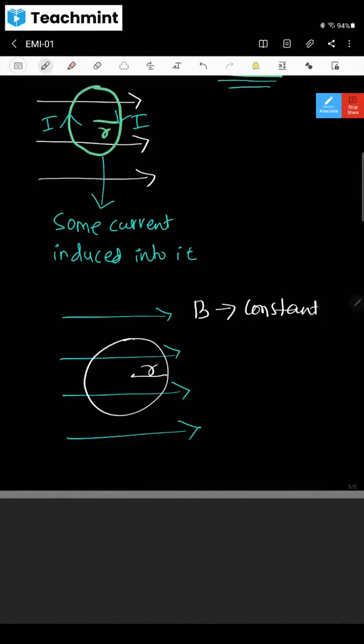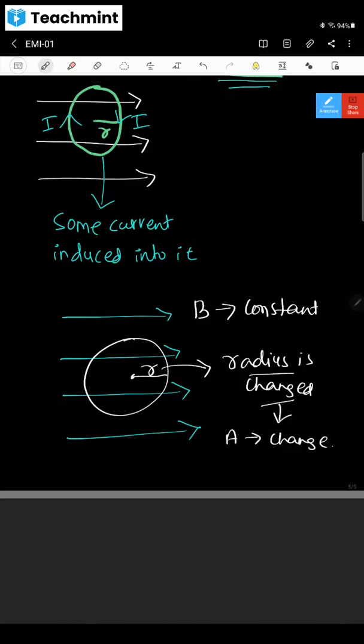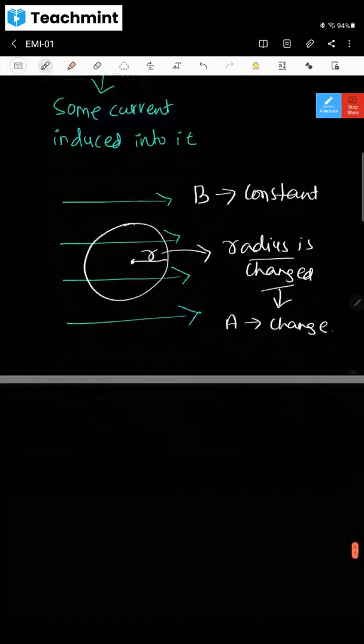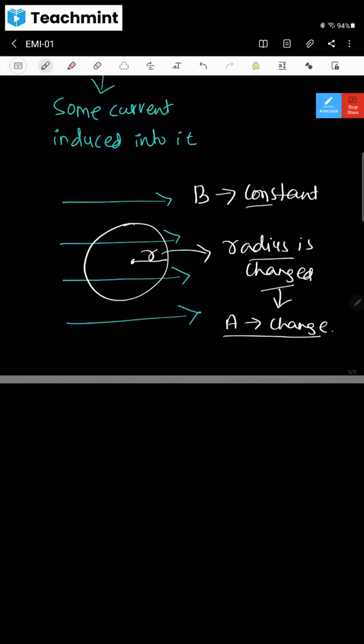But somehow this radius got changed. Somehow, we don't know how. That means this circle must have become smaller, or this circle must have become bigger. By one method or the other, this radius has changed. Radius has changed means area will change or not? If the radius of the circle is changing, the area will change. Now B is constant.